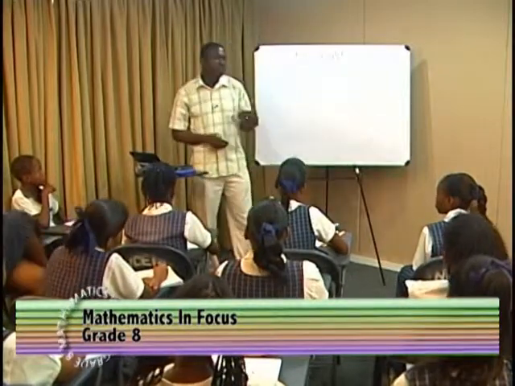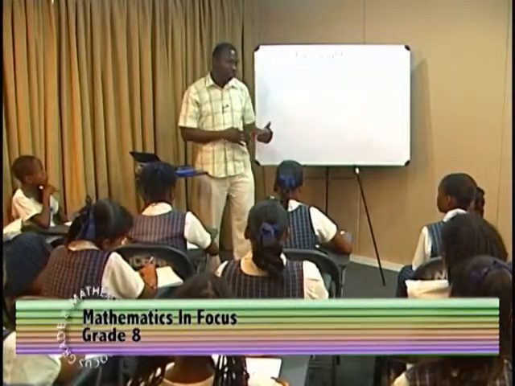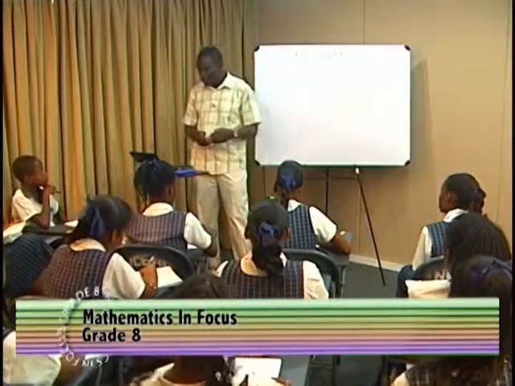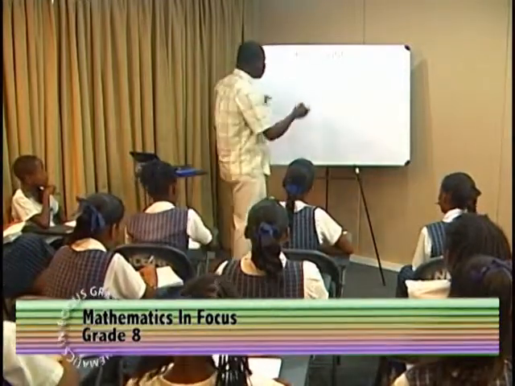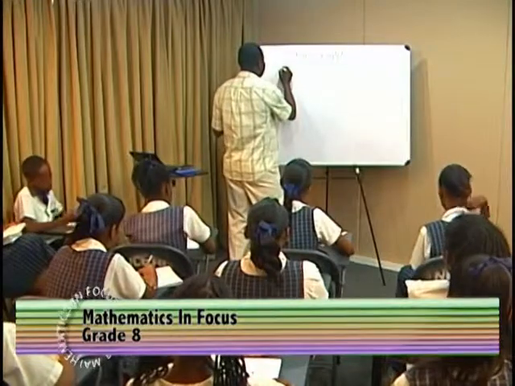Because remember, the numerals in a particular base must be less than the base itself. So it's from 0 to 7. Let us construct our place value grid for base 8.